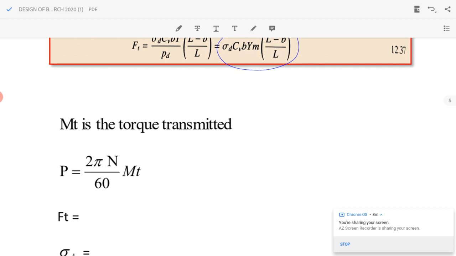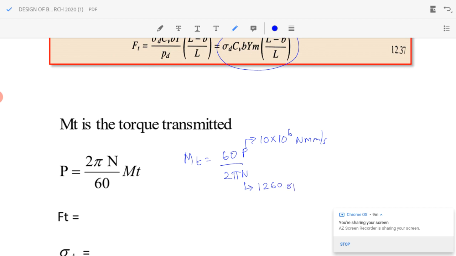So, I will write that equation. Mt equal to 60 p by 2 pi n, where power transmitted equal to 10 kilowatts. So, 10 into 10 power 6 Newton millimeter per second, and n equal to speed of pinion, because we are designing the pinion, 1260 rpm for the pinion. I will get Mt equal to 75.79 into 10 power 3 Newton millimeter.